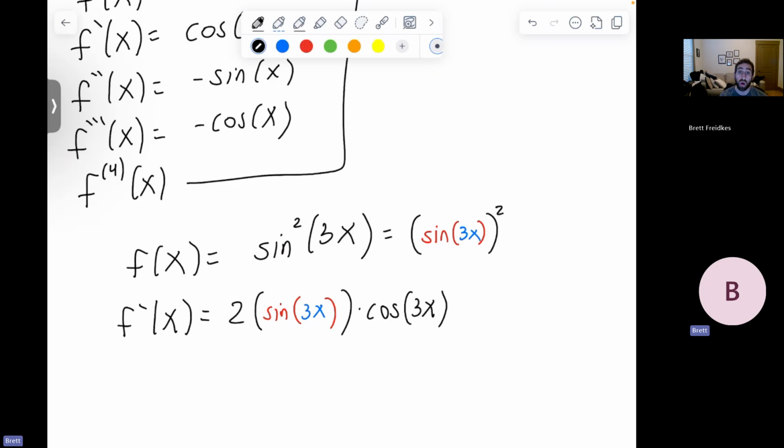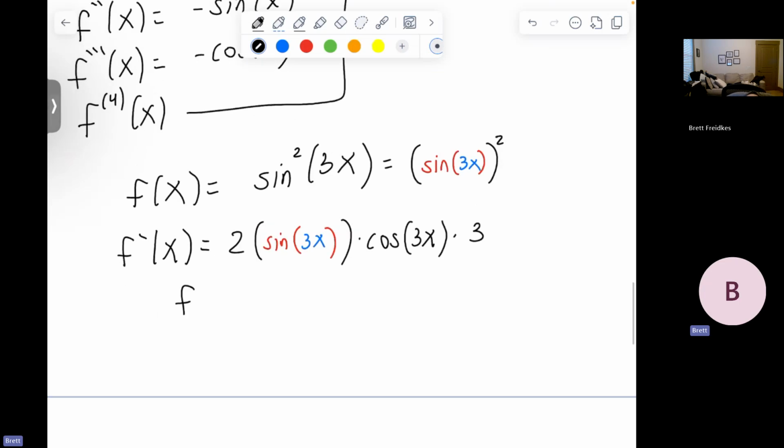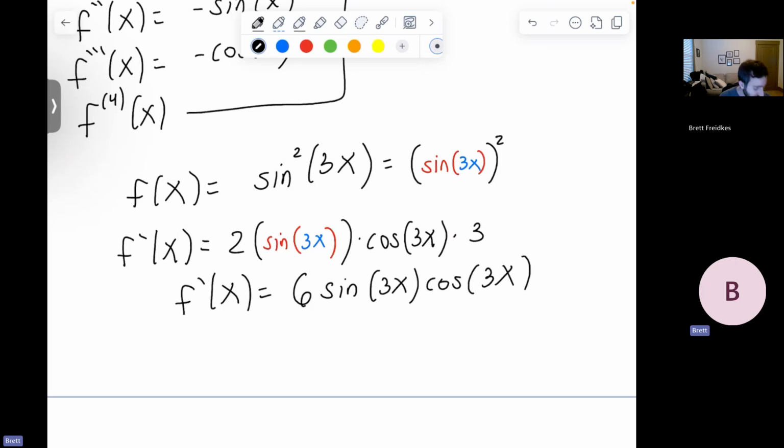And then we have to go one more time because the sine also has a function inside of it. The derivative of 3x is 3. This ends up being 6 sine of 3x cosine of 3x. So depending on how complicated the function is, it might make life a little annoying. But if we focus on the idea of product rule, chain rule, power rule, we can leverage a lot and we can solve a lot of problems.